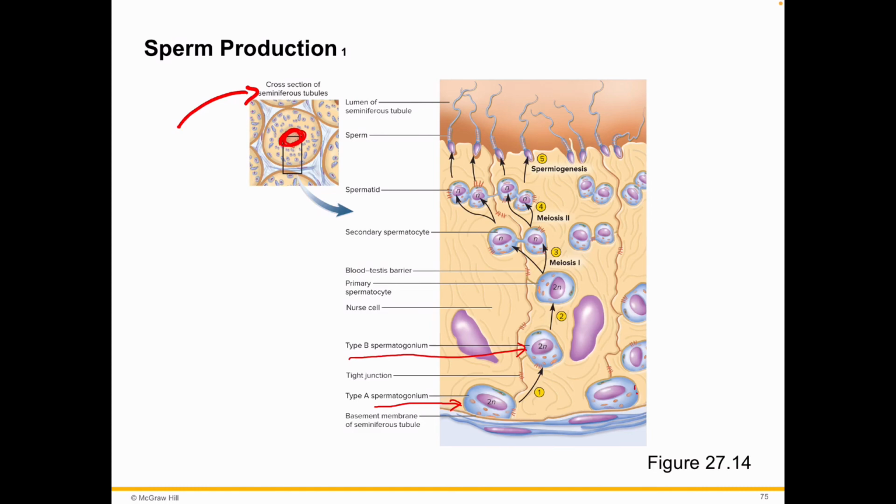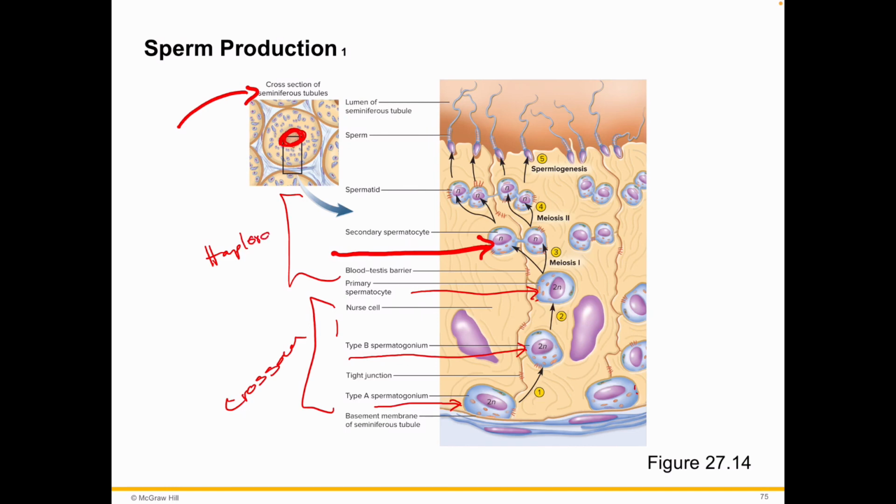Once they've developed far enough, they're still 2N, we call them primary spermatocytes. The problem is they have too many chromosomes. We've got to divide it by half. So meiosis 2 occurs here at the secondary spermatocyte, right? All of this is crossover, and then all of this is haploiding, right? That's what that's doing. So we're splitting these down until we have a spermatid.